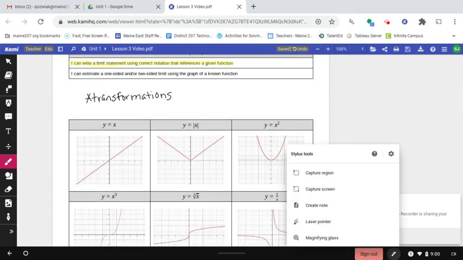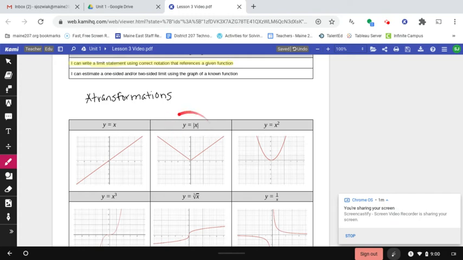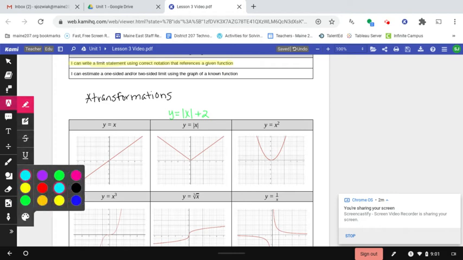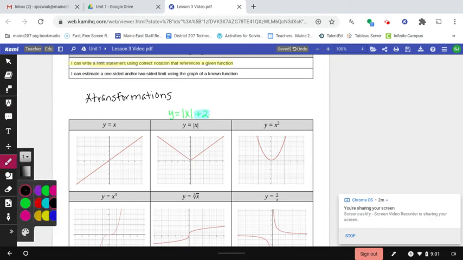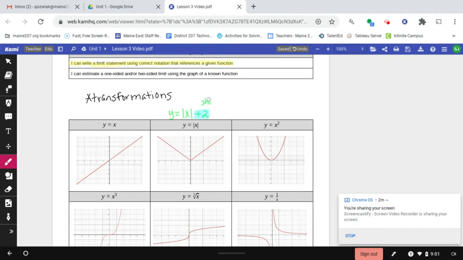So for example, if you take a look at y equals the absolute value of x, we know that it's this V shape, right? But we can use different transformations and move the graph. So let's say we had y equals the absolute value of x plus 2. You guys should be able to look at this and recognize that this plus 2 is a transformation. And what it's going to do is it is going to shift your graph up by 2 units.